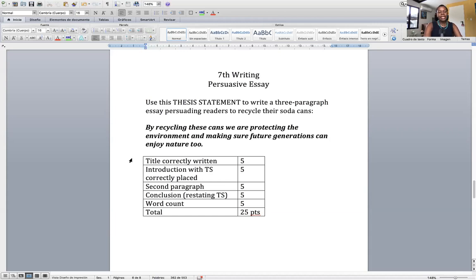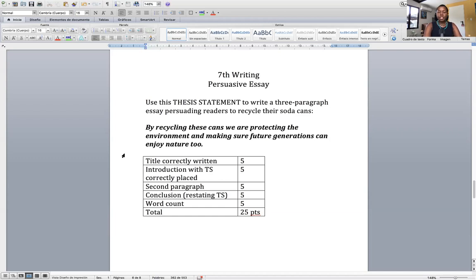Now, this is the rubric. If you write the title correctly, you get 5 points. Remember, titles in English are written in a specific way. You're either entirely capitalized or the first letter of each word is capitalized. Make sure you do that, you get 5 points.